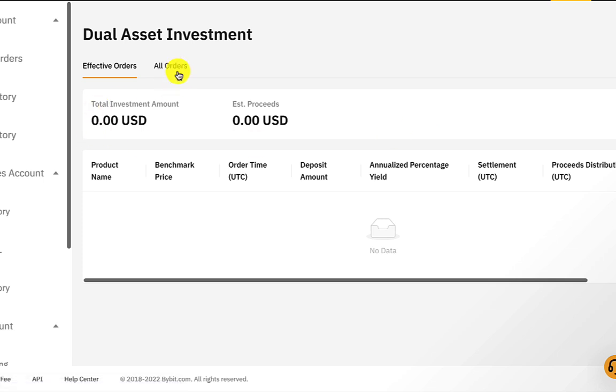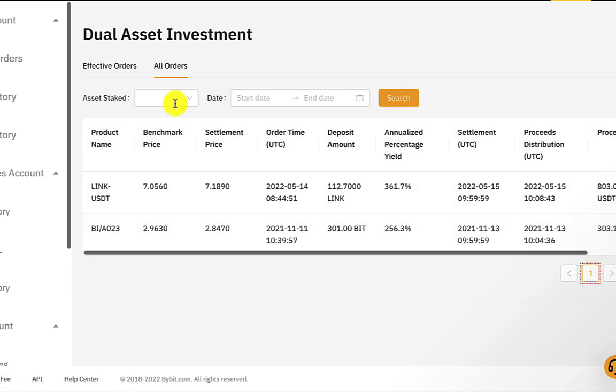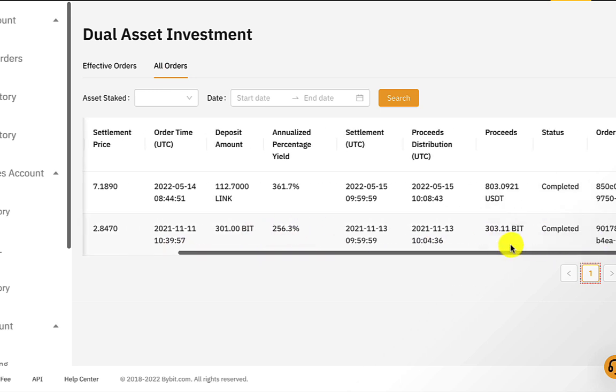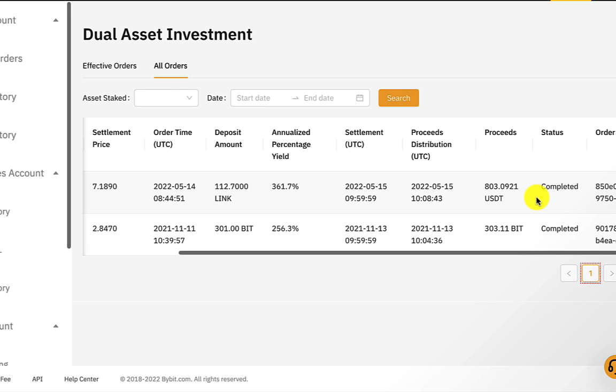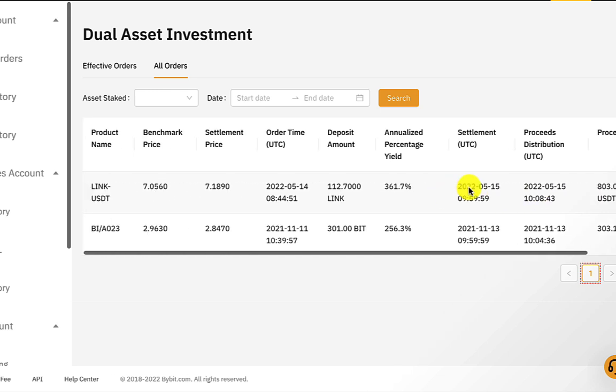Nothing. Oh, okay. Let's go to all orders. I'd actually forgotten that I did this last November, completely forgot about that. Anyway, I started off with $799 worth of Link, and because the price of Link went up, I've now got $803 of USDT. The problem here for me is I don't really want USDT, so I'd have liked the price of Link to have gone down, so I would have got more Link, but I guess that's just how it works, really.